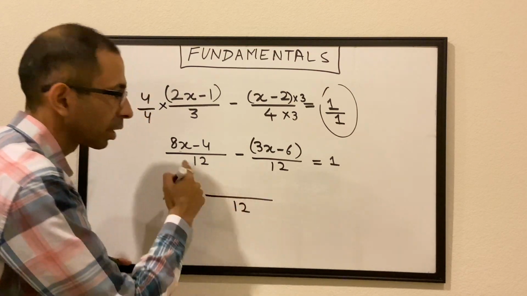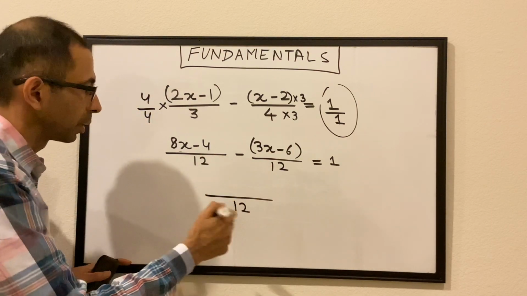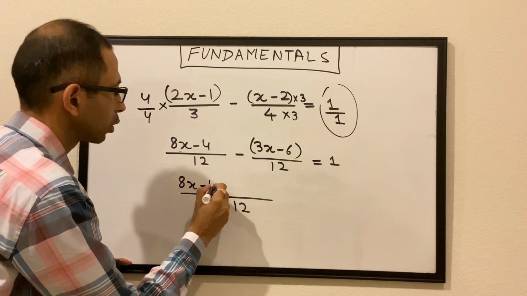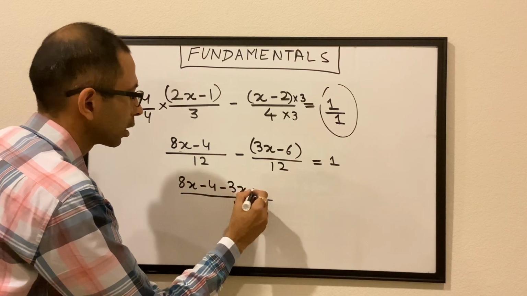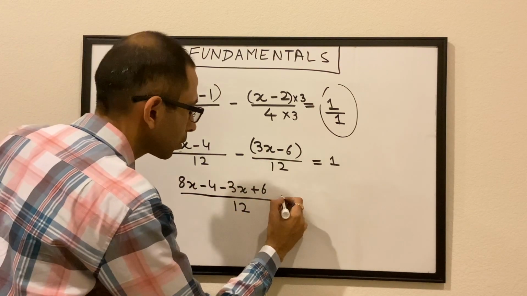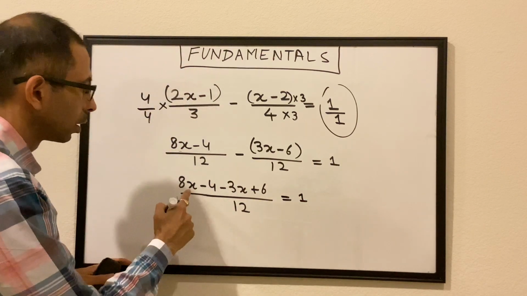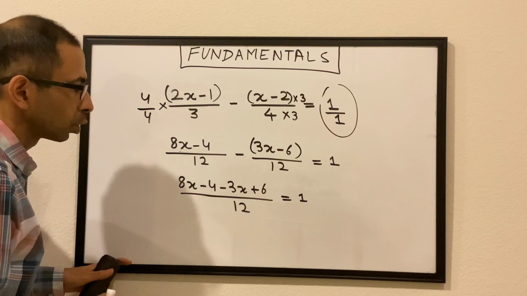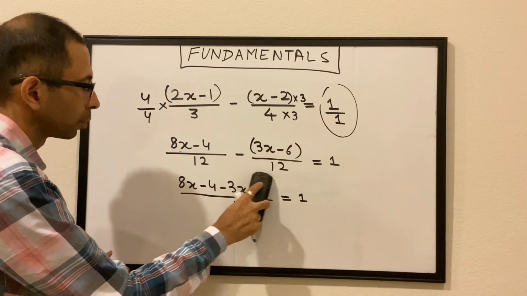Okay, now we can subtract the fractions because they have the same denominator. 8x minus 4 minus 3x plus 6, right? We have to take care of the signs, is equal to 1. 8x minus 3x is 5x and minus 4 plus 6 is 2. So it's 5x plus 2.